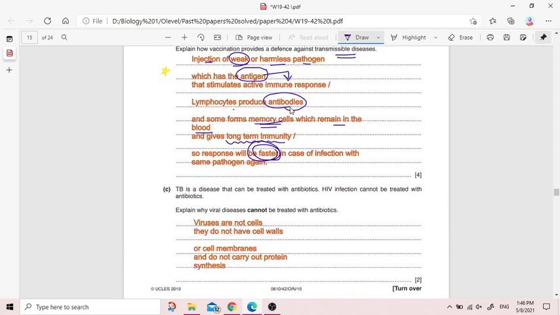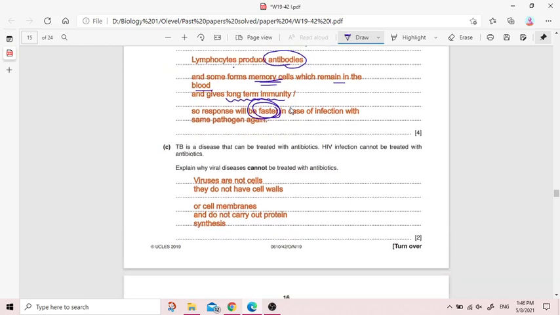Question C. TB is a disease that can be treated with antibiotics. HIV cannot be treated with antibiotics. Why is this? Why can't I treat viral diseases with antibiotics? First, viruses are not cells. They are called virus particles.